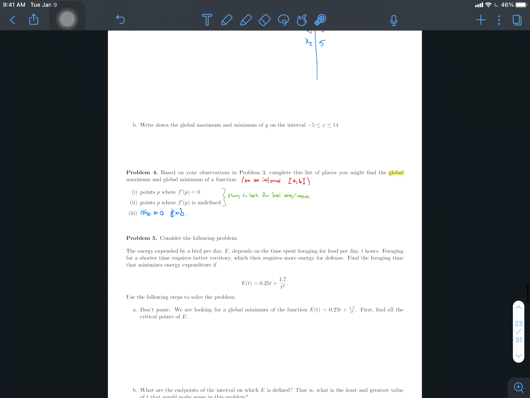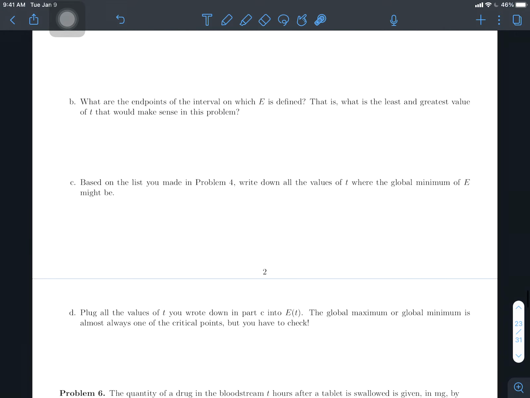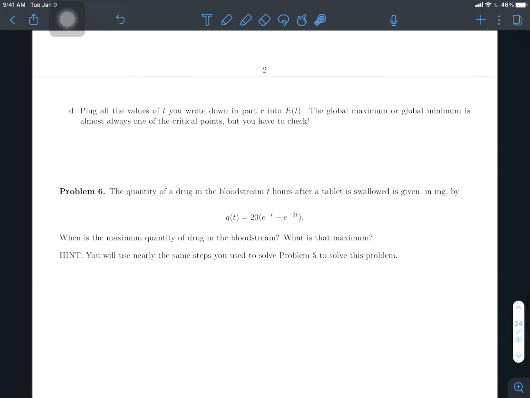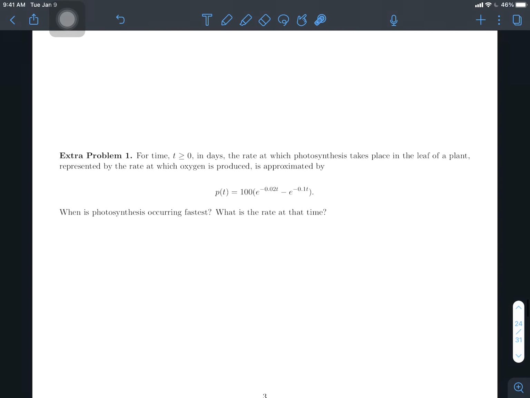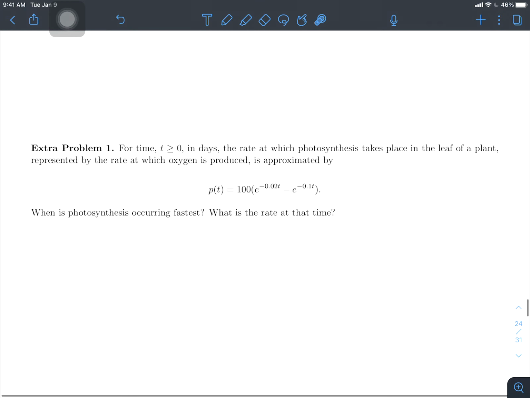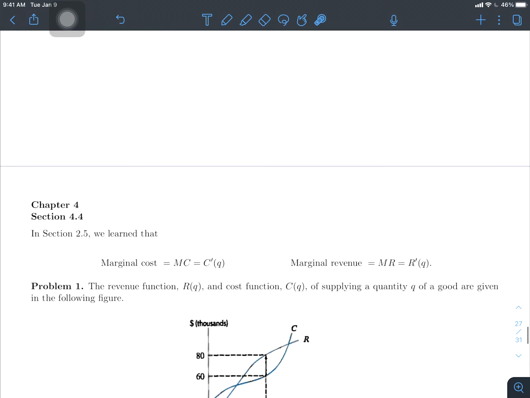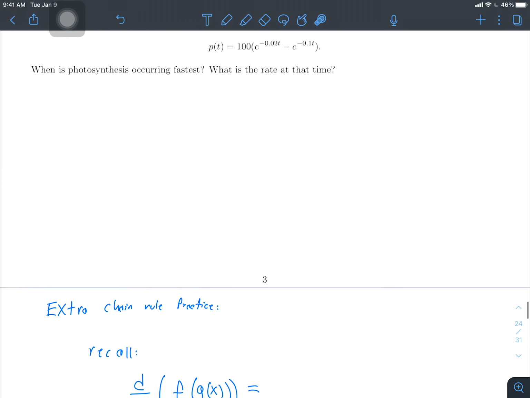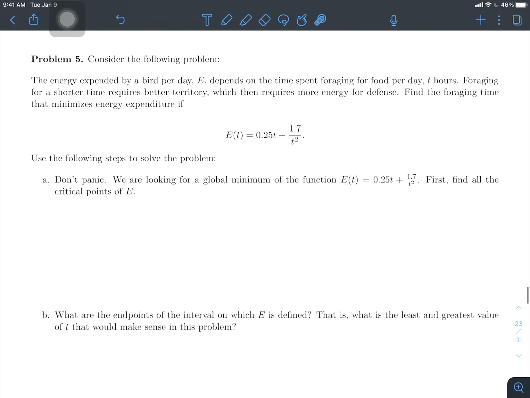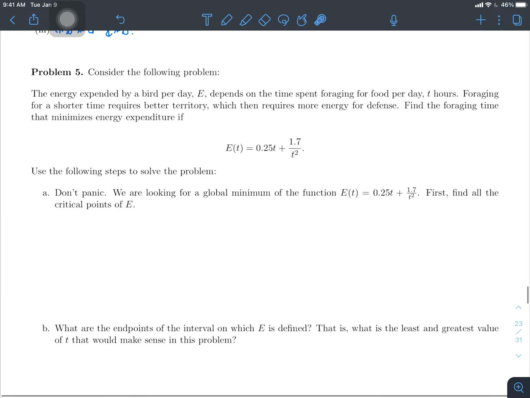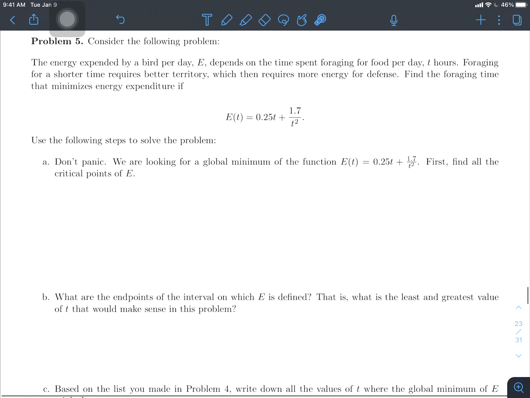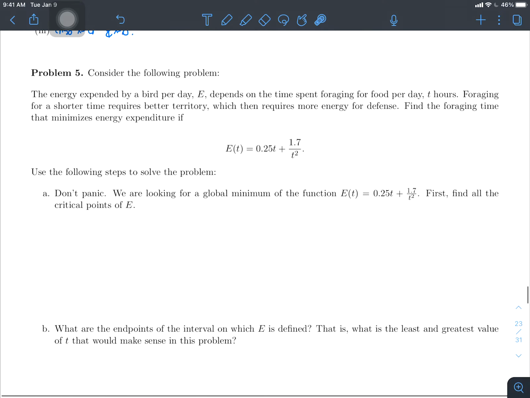Okay, no more questions. Then maybe we'll do one more example. Okay, we'll do problem 5. I wasn't planning on doing this problem, but we'll go ahead and do it just to see one all the way through.